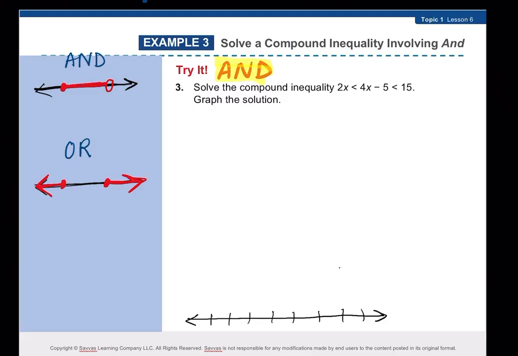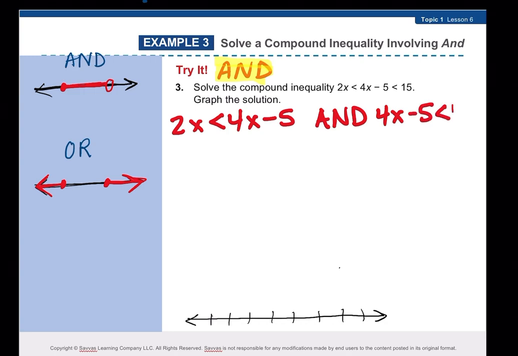So they wrote this inequality as one statement, kind of like we did with example 1. So to solve it though, I do want to break it back up, right? So I have 2x is less than 4x minus 5, and I know that 4x minus 5 is less than 15. So the reverse order of what we did with question 1, it's kind of like I'm taking the first part of my inequality and writing it, and then I'm taking the second part of my inequality and writing it separately so that I can solve each of them. And then I'm just going to solve. I'm going to do my line down the middle. I'm going to try to get x by itself.